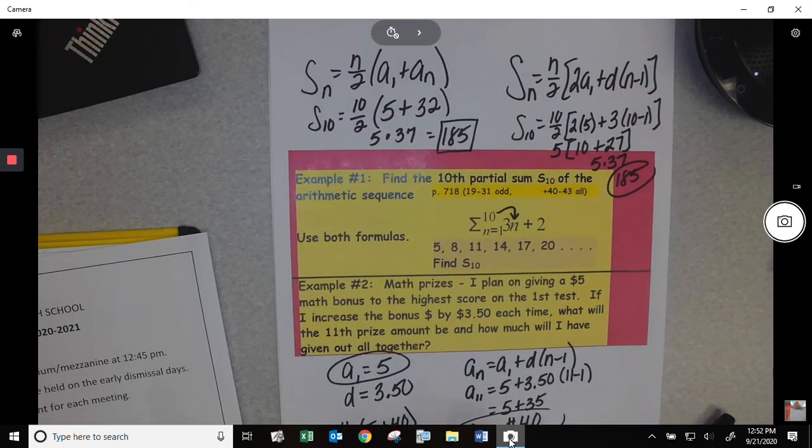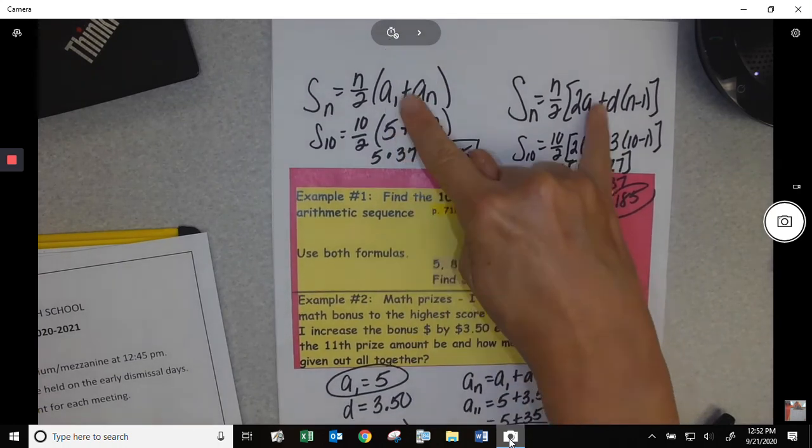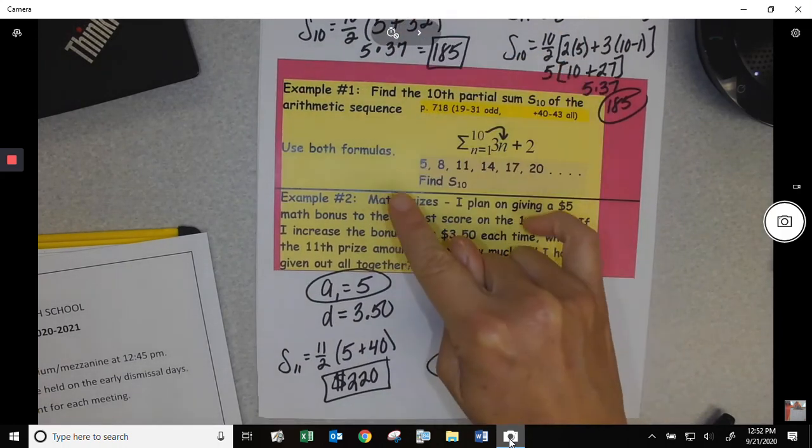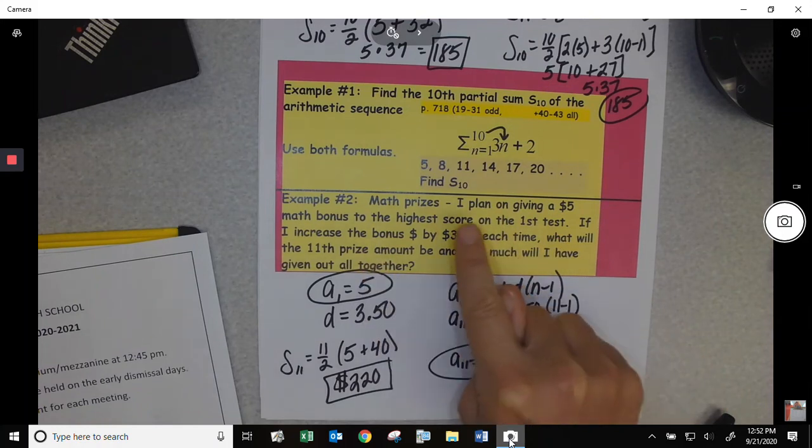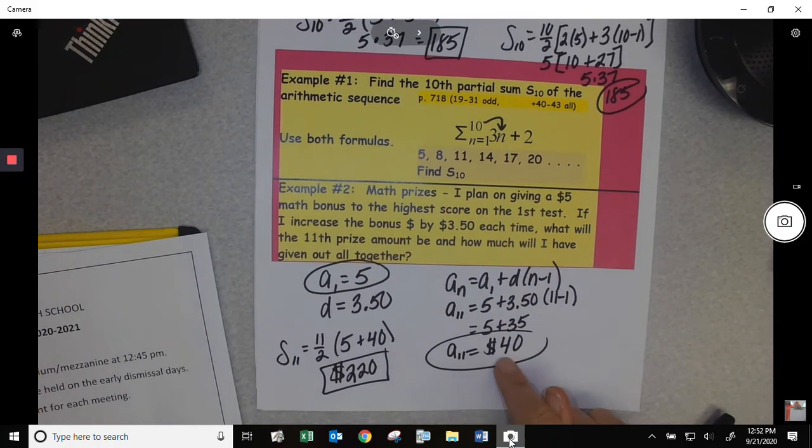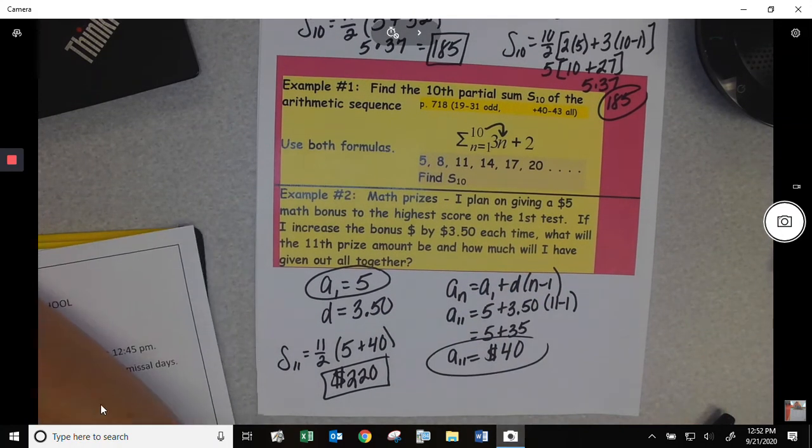So again, this is arithmetic summation. Use whichever formula you want, unless you're looking at it and they're not asking you for the sum at first, they're asking you for a term, then use the old formula. Okay, hope that helps.